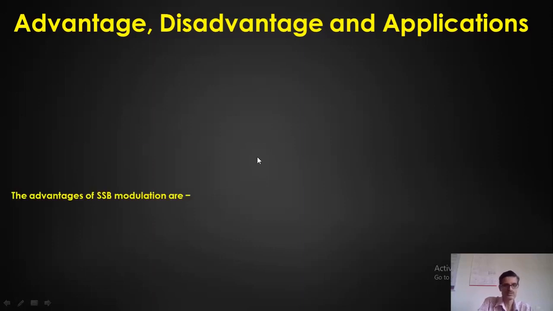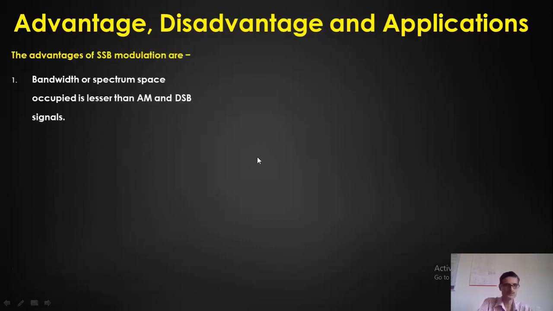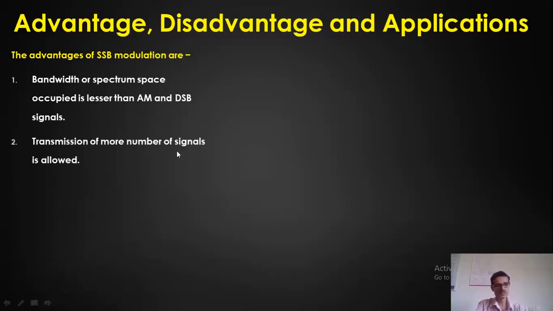Now we will understand the advantages, disadvantages and applications of SSB, single sideband transmission. I'll start with the advantages. What is the advantage? As you know already, we are going to save a lot of bandwidth. The bandwidth here is just W hertz. The second point is that more signals can be transmitted, because my signal is taking less space in the overall transmission bandwidth. That means more signals can be accommodated, multiplexed and transmitted over the channel.